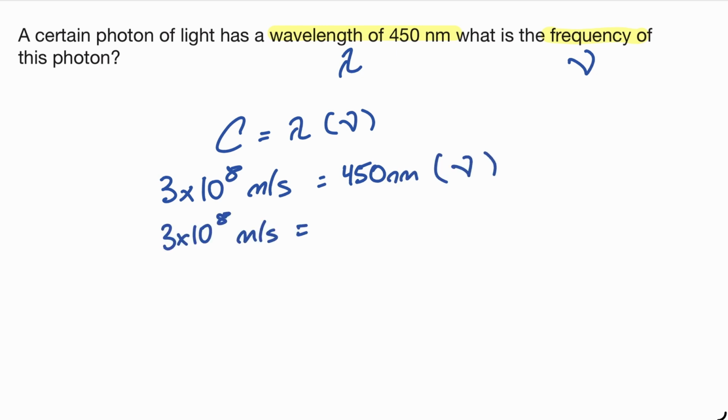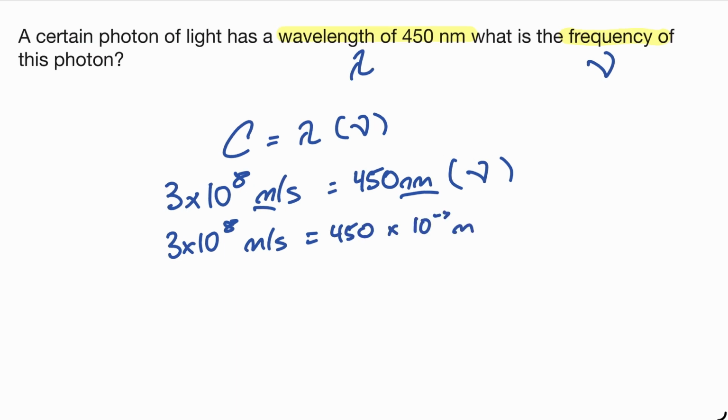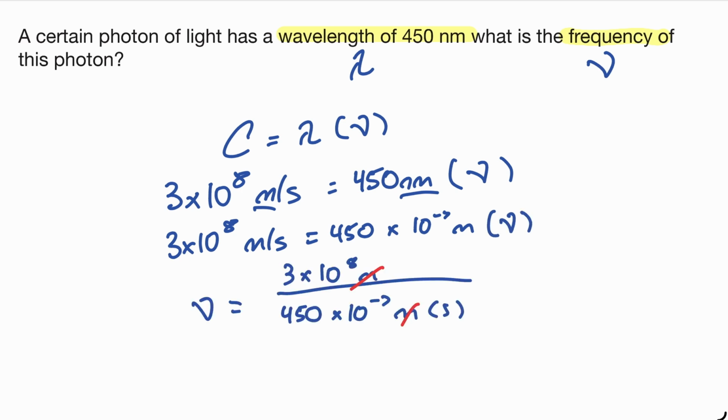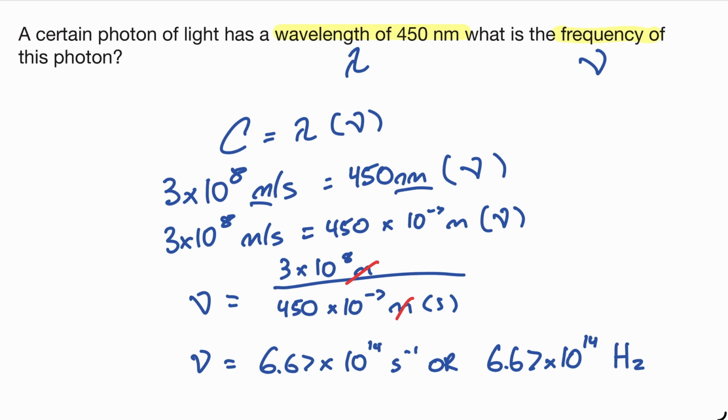Something I have to do though before I can divide, this is in meters and this is in nanometers, so I want to change my wavelength to meters. Putting the prefix nano in front of meters just means that we're multiplying it by 10 to the negative 7th, so I'll do that. And now I can rearrange and solve for frequency. My meters will cancel out, and I get a final frequency of 6.67 times 10 to the 14th per second, or another way of saying that is 6.67 times 10 to the 14th hertz. As you can see, pretty easy problem. Let's do one more of these.